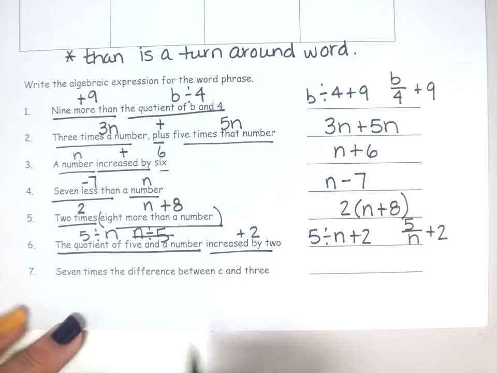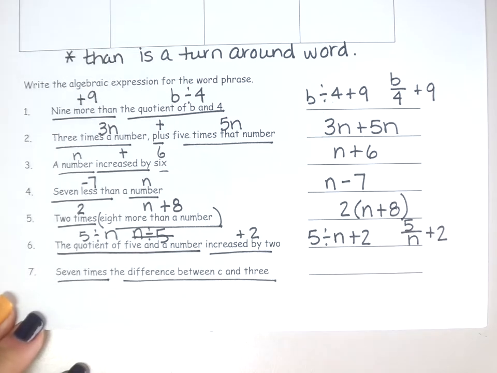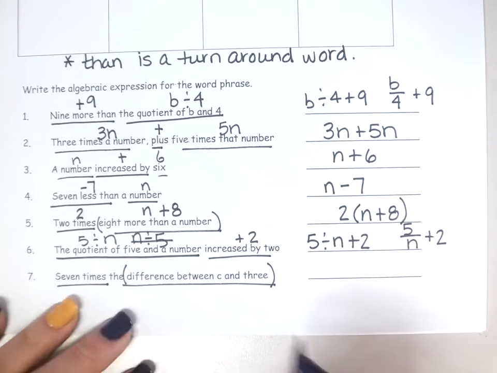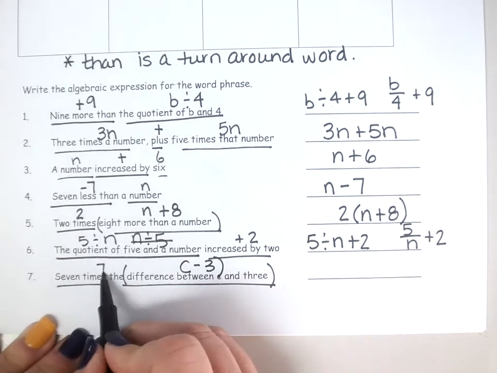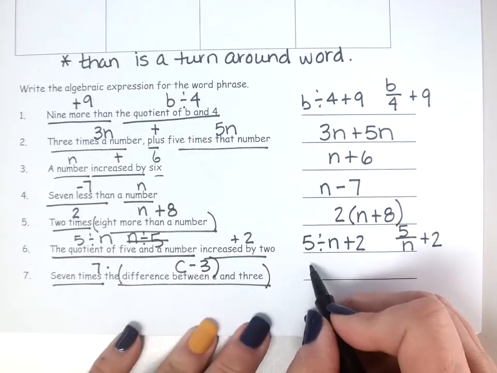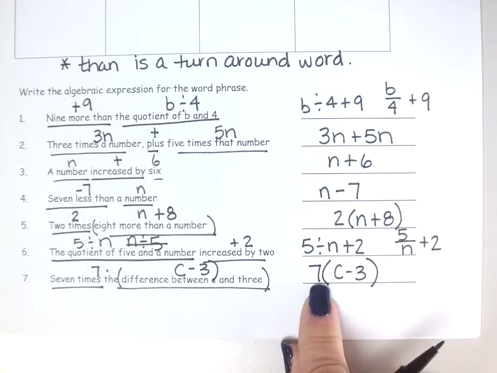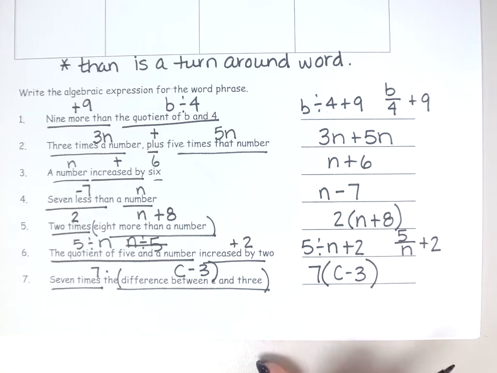Okay? 7 times, and then it says the difference between C and 3. So I need the difference between C and 3 to go together. That means subtracting. And then I'm going to 7 times it. So you can put a dot between, but you don't have to. In algebra, they don't put a symbol between a number and a parenthesis. You're supposed to automatically know that that means times. All right? Flip that over.